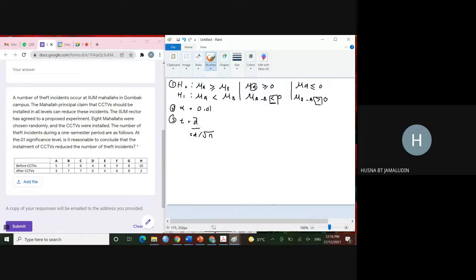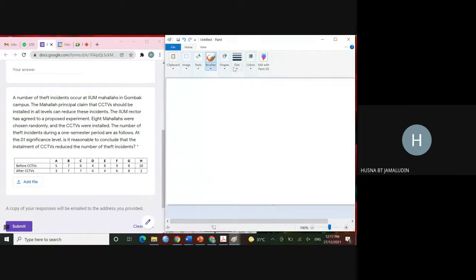This is your D. To find the T, you have to compute the D bar and you have to compute the S_D, the standard deviation of the difference. So these two calculations need some time. You cannot finish it in 10 minutes. Well, that's fine. That's why I give you extra time. But for those who can finish within those 10 minutes, it's amazing. So let's focus on the D bar. I want to show all the steps in this one sheet, so perhaps I will put the working for the D somewhere here.